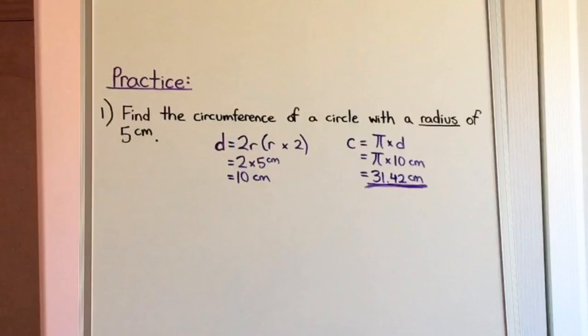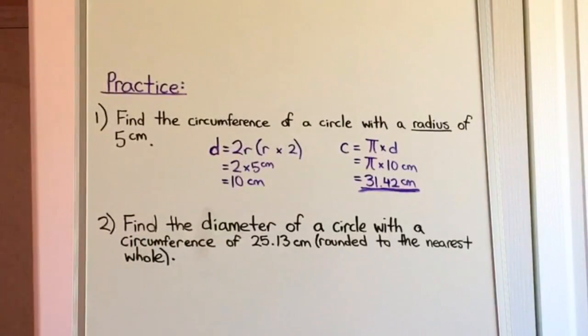Now that we know that the radius is 5 centimeters, we multiply that by 2 to find the diameter, which is 10 centimeters. After putting that 10 centimeters into our circumference formula, we find that the circumference is equal to pi times 10 centimeters. After putting that in our calculator, we find the answer is 31.42 centimeters. So, the circumference of a circle with a radius of 5 centimeters is 31.42 centimeters.